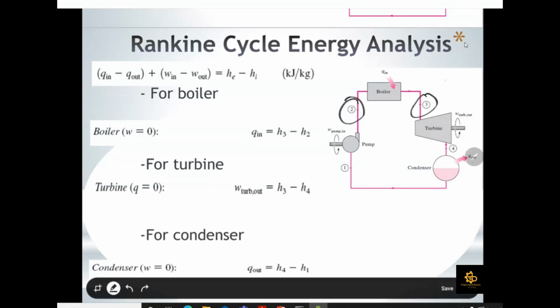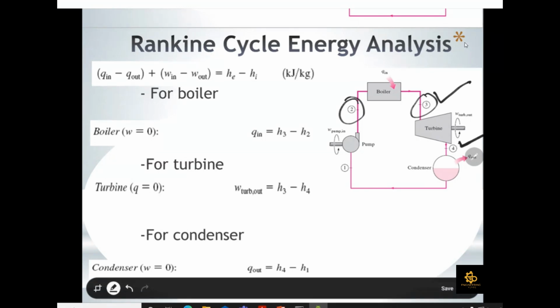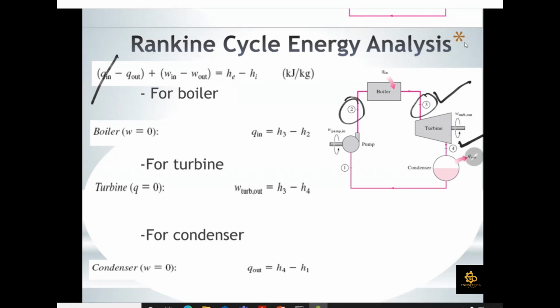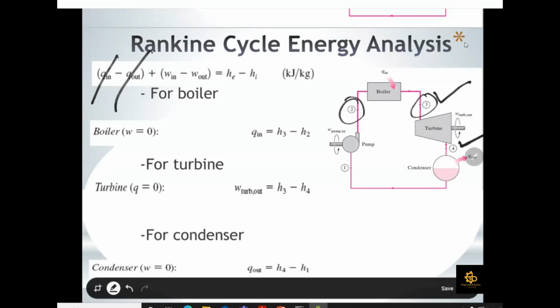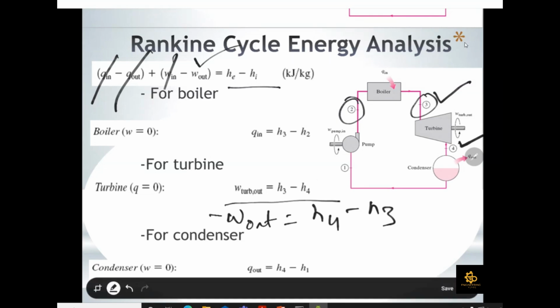Then going towards the turbine section. The turbine is installed between point number 3 and point number 4. Q is not available in the turbine section, so Q terms are 0, and we are going to produce some work, so there will be a W out term. Q supplied and W supplied are equal to 0, and there will be He minus Hi. So minus W out is equal to H4 minus H3. If you arrange this equation, it will turn into W turbine out is equal to H3 minus H4, because there will be a minus term over there.